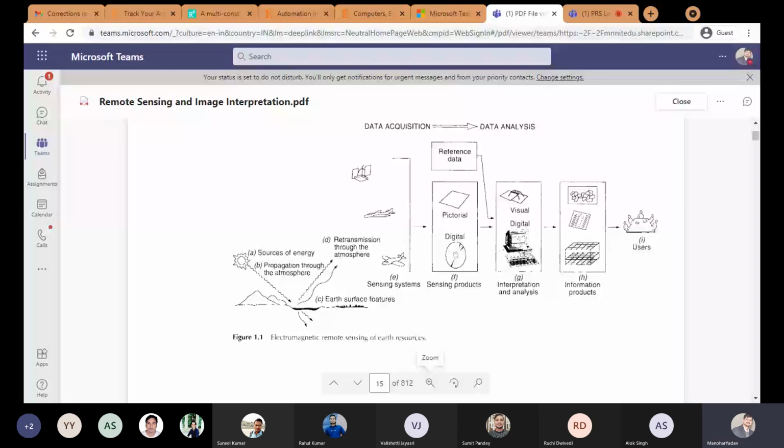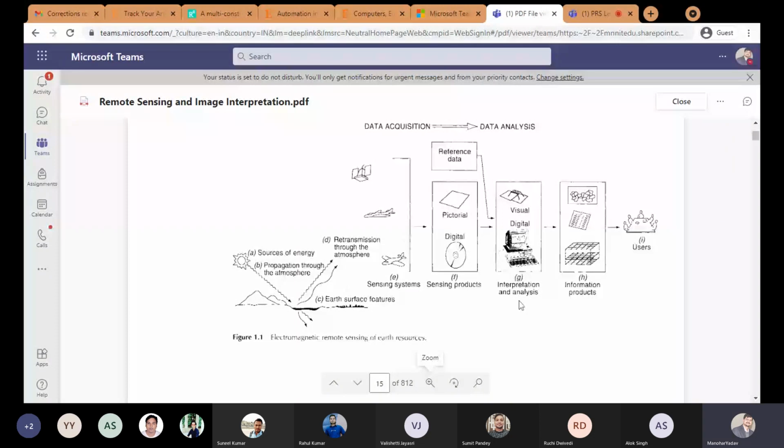Then after that, the sensing products. Using the imaging system we collect the information, and that information is stored. So they are the sensing product. How that product can be used for the various remote sensing based applications. Further, the data captured through this process are interpreted and analyzed. The interpretation and analysis is done by the remote sensing analyst.